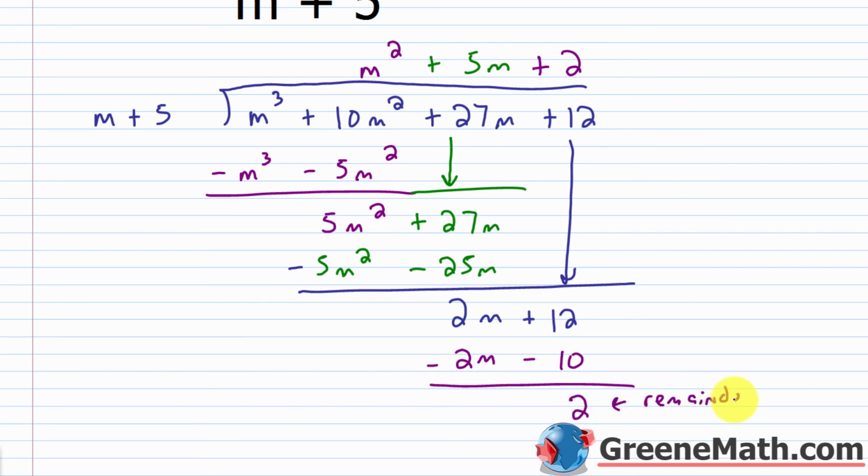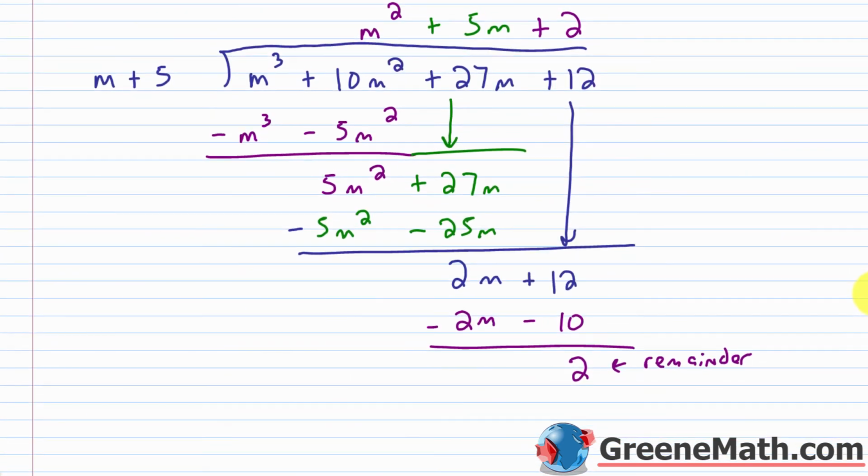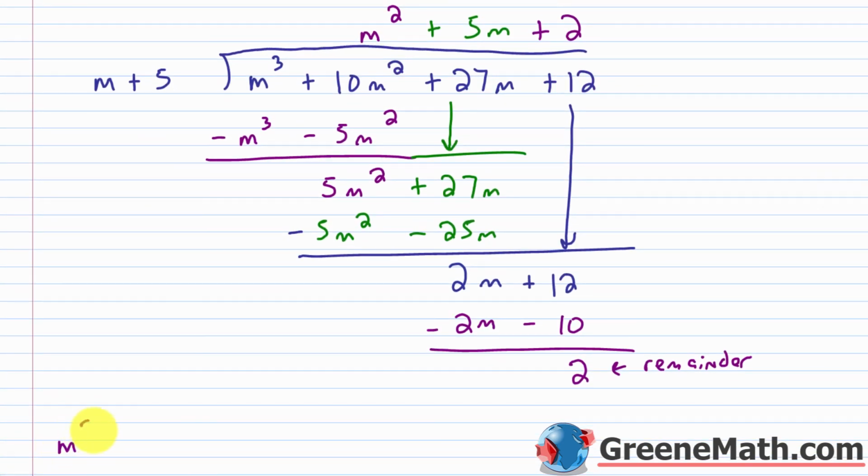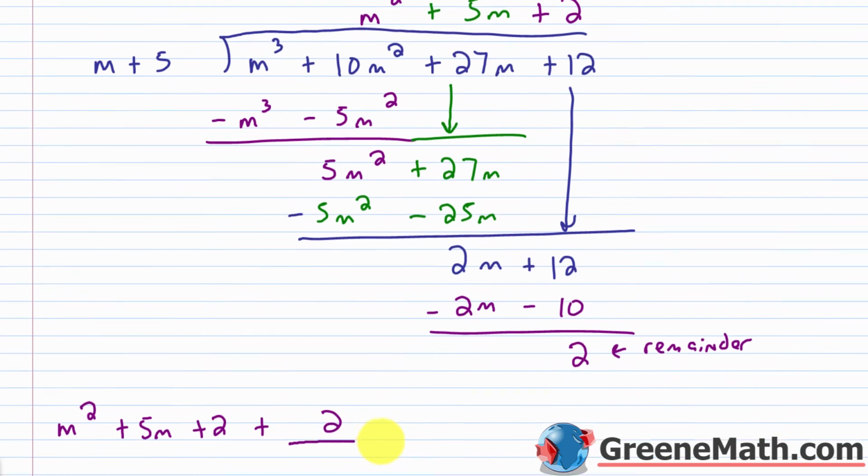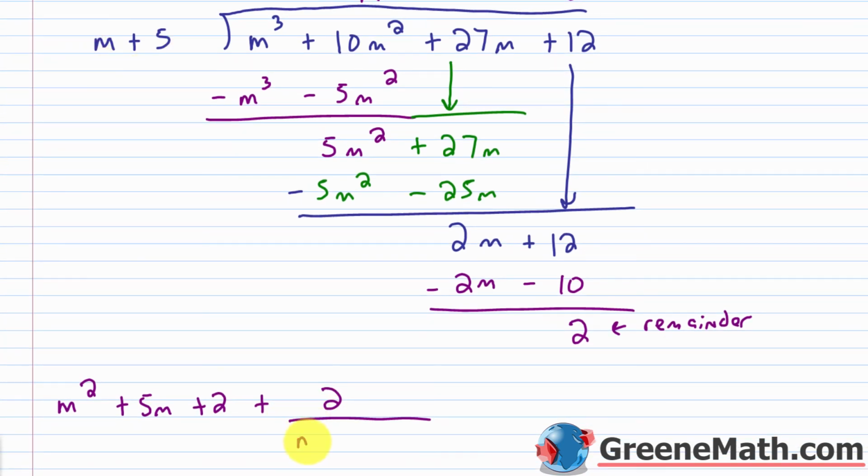Remainder. Okay? We remember those from long division, right? Basic long division. Now, all we need to do with the remainder is write it over the divisor. What that means is, if I write my answer, I have m squared plus 5m plus 2, then plus, here's my remainder, it's 2 over the divisor, which is m plus 5. So this is the remainder, and it's over the divisor. Okay, that's how you want to write this.